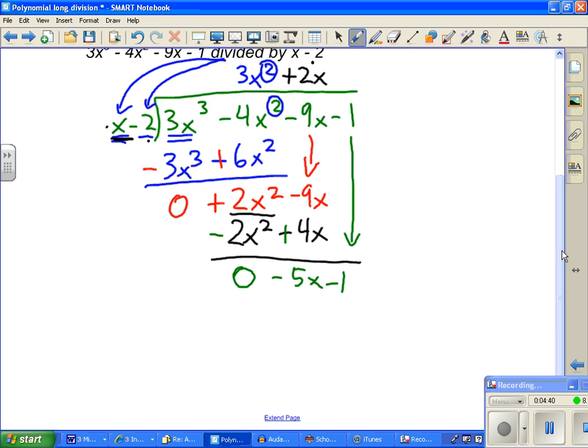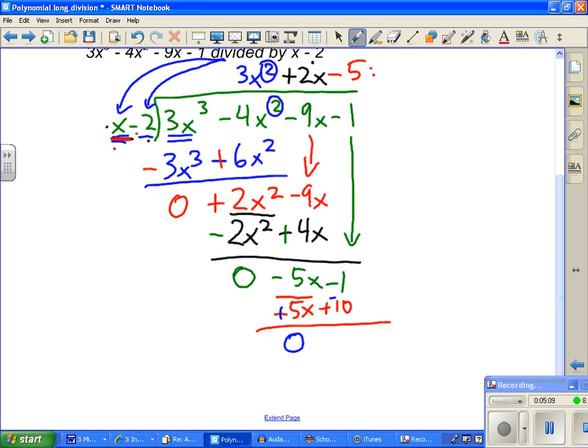Now here's the next step. We'll do this one in red. What do I need to multiply the x by to get negative 5x? Well, I need to multiply by negative 5, so I put that over the x column. Now I distribute through. Negative 5 times x is negative 5x, and negative 5 times negative 2 is a positive 10. Now I change my signs.